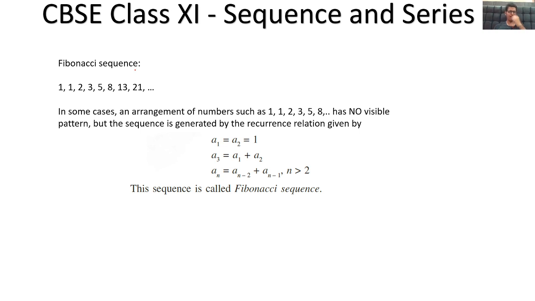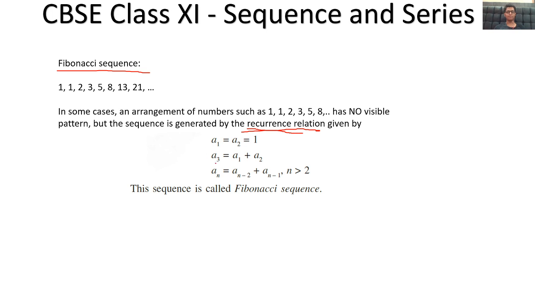Next. So here we have a very interesting sequence called the Fibonacci sequence. The Fibonacci sequence is an arrangement of numbers in which we have no visible pattern. We cannot identify what has been happening to create this pattern. However, the sequence is generated by a recurrence relation. That is, every next term is the sum of the preceding 2 terms.